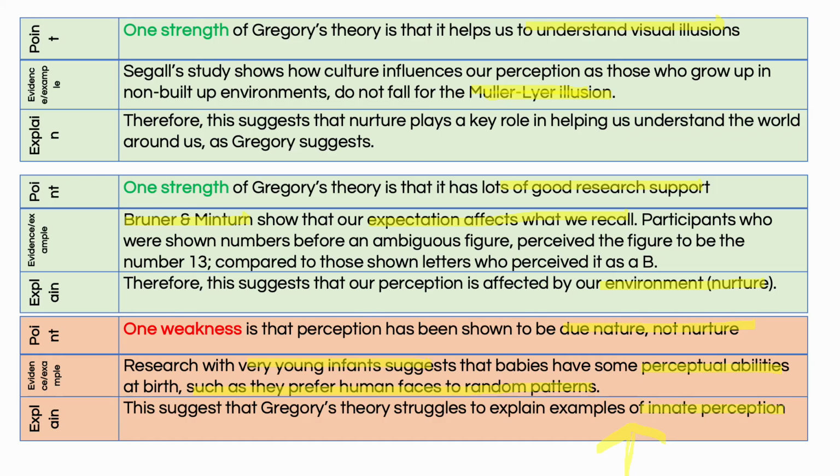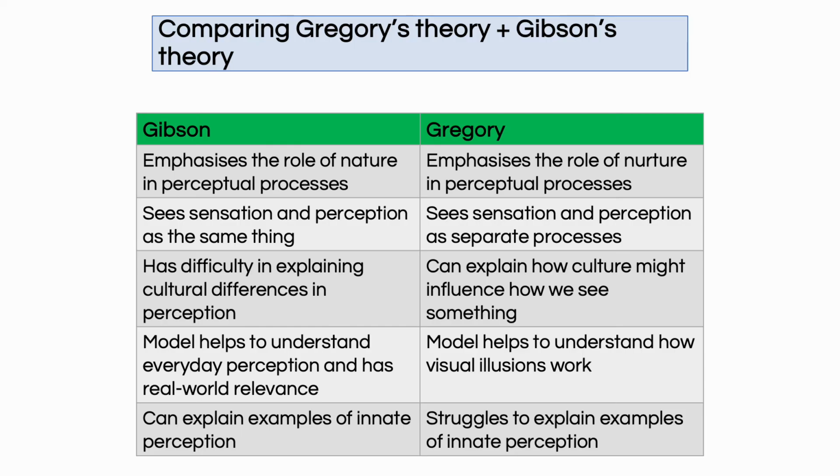In order to conclude this video, let's just have a little look at how Gregory and Gibson are similar or different. So we know that Gibson is about nature and Gregory in this video is nurture. Gregory says sensation and perception are different, whereas Gibson says sensation and perception are the same thing. Gregory can explain how culture influences how we perceive something, whereas Gibson can't. Gregory can also help us to understand visual illusions, but Gibson can't. However, Gibson can explain why babies are able to perceive accurately, whereas Gregory can't.